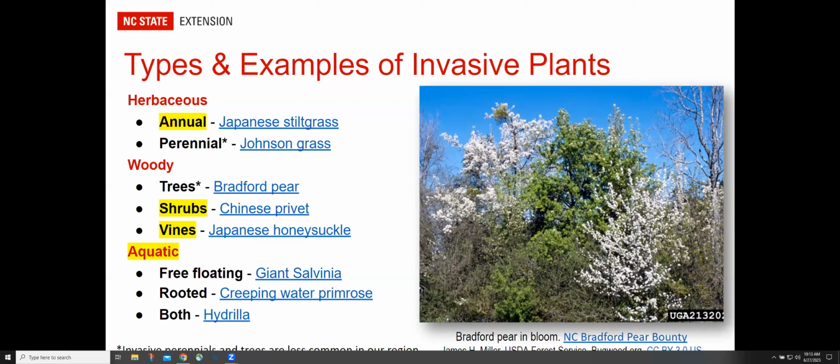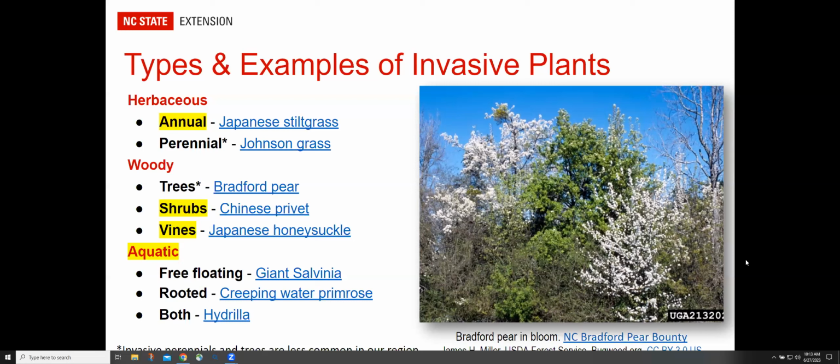So much so that a program's been established, the North Carolina Bradford Pear Bounty, you may have heard about, where different organizations are working together, and Extension's been hosting some of these events where you can prove you've removed your Bradford pear in your landscape, and you get some native tree seedlings or young trees to replace them with.